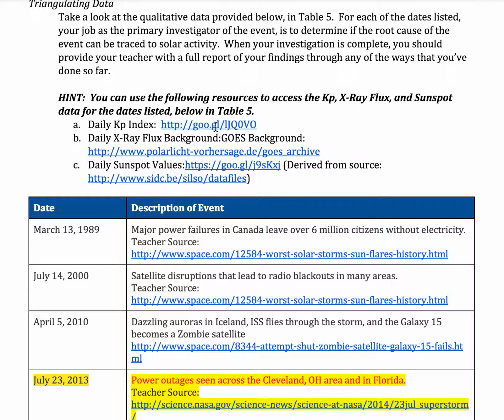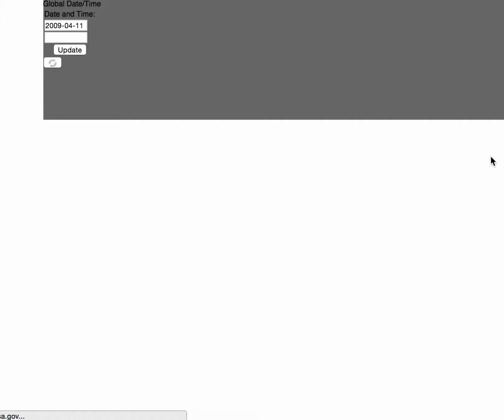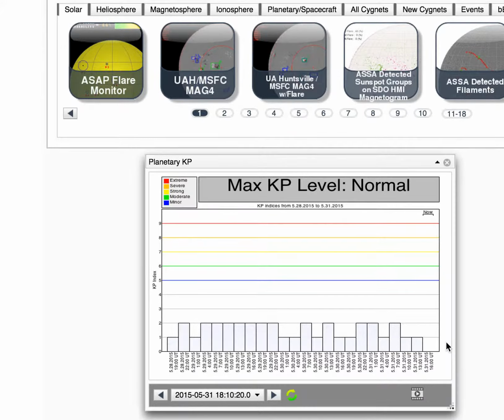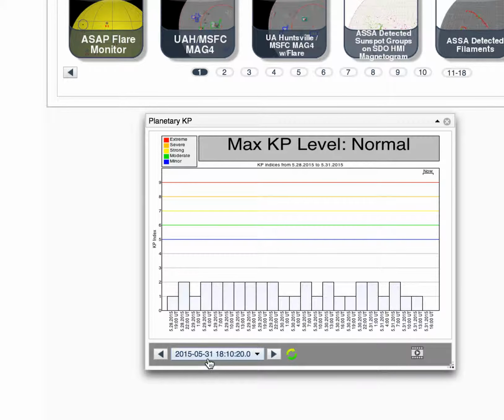So if they visit each of these locations, they will be able to see. So for example, on March 13th, 1989, they can actually go and visit the ISWA site, and this is actually going to take them out so that they can investigate some of that solar data on their own. And you see here's the max KP values. Down here in the bottom left, you're going to help perhaps to guide them to change those dates to match.